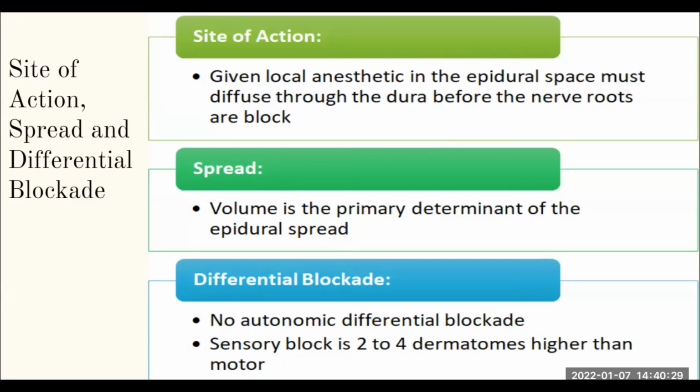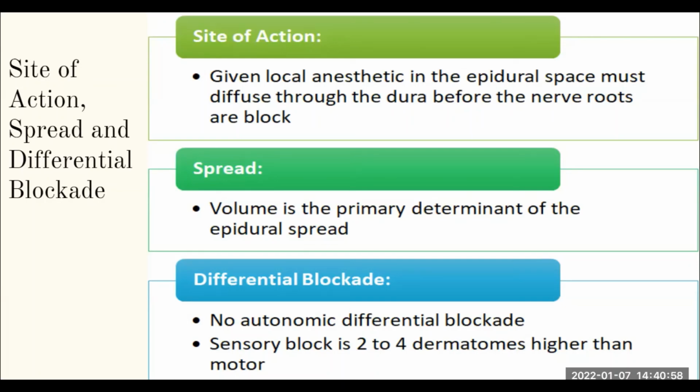When it comes to differential blockade, there's no autonomic differential blockade compared, for instance, to spinal. So the sensory block for epidural is about 2 to 4 dermatomes higher than the motor. So if, for instance, we have a sensory block of about T4, to get a motor block you have to get to about T6 to T8.